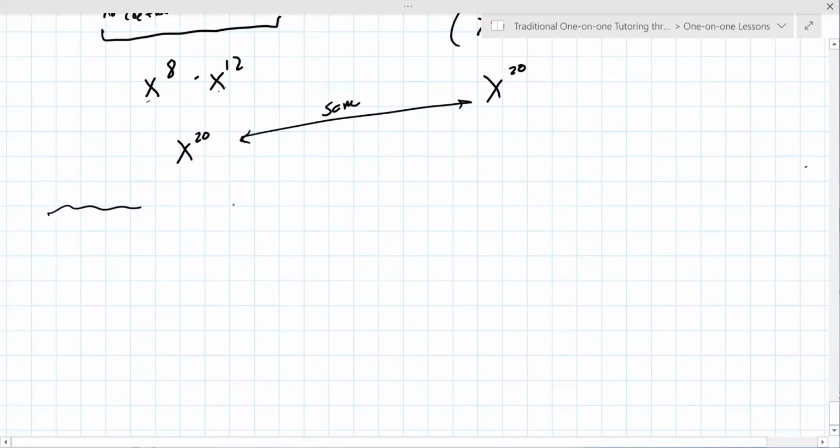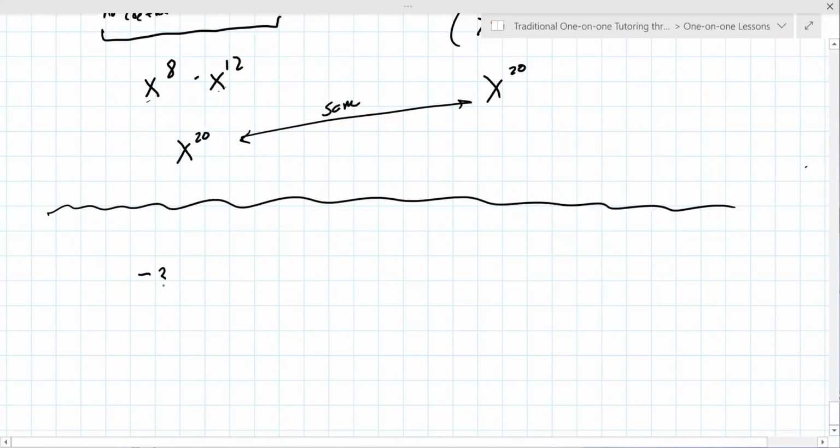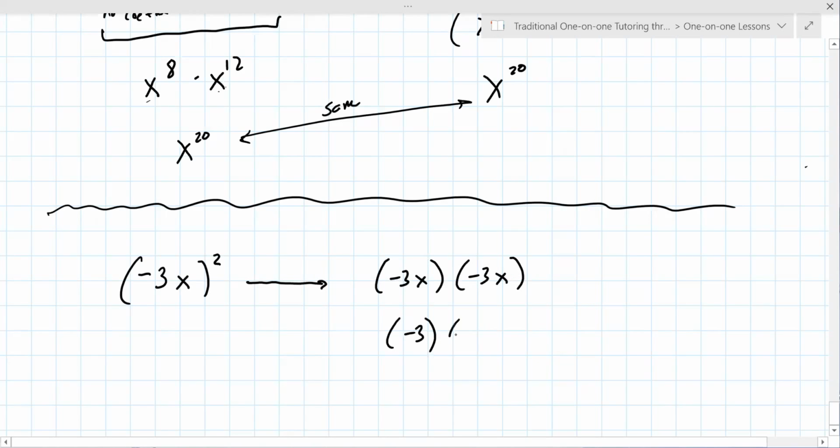Okay, so final little thing here. Let's say I give you negative 3x squared. Now don't try to apply any rule here. Let's be more literal. This means negative 3x times negative 3x. Do you agree with that? Mhm. That's negative 3 times negative 3, x times x. Negative 3 times negative 3 is 9. X times x is x squared. All right. Why do you think students write minus 9x squared as an answer here, which is wrong?